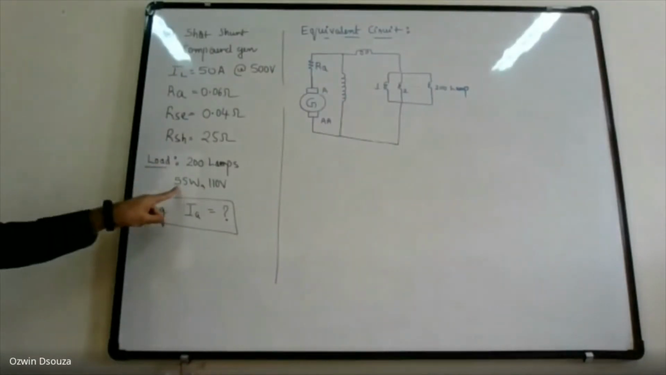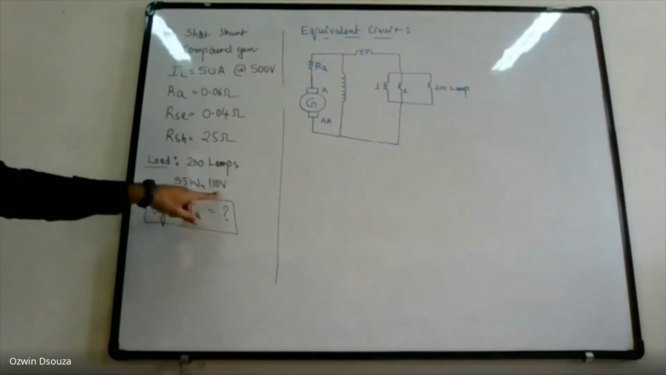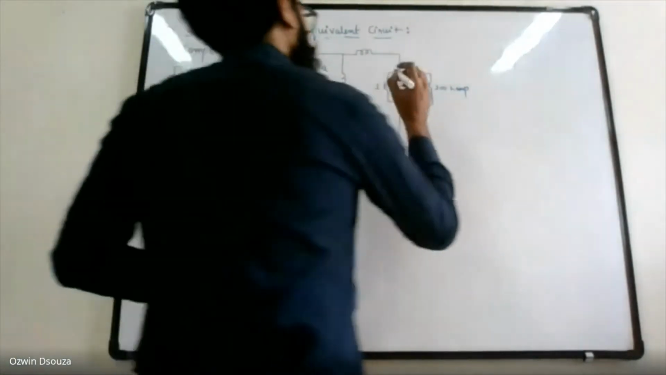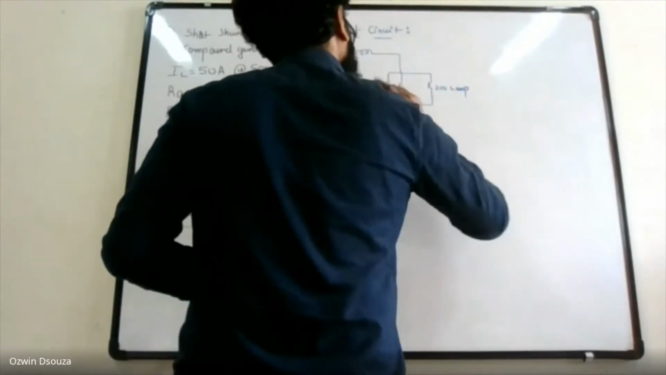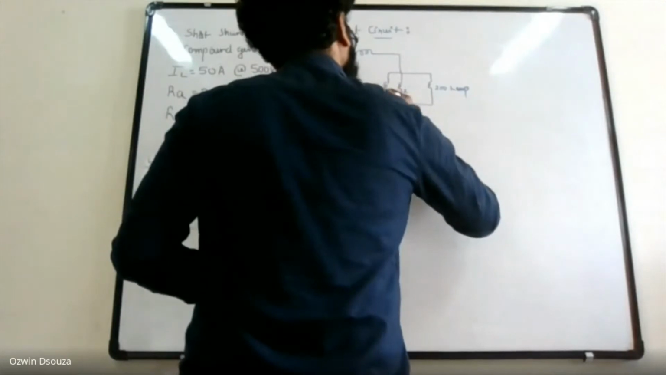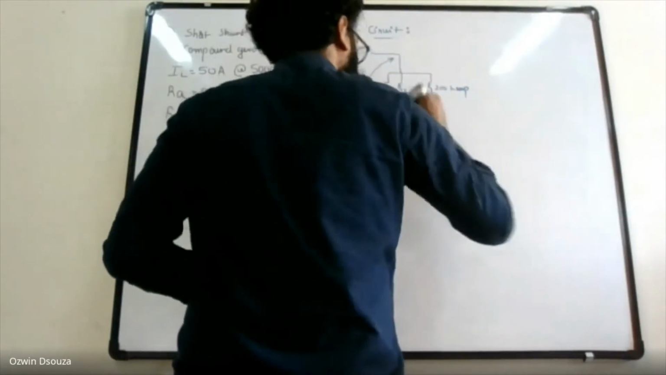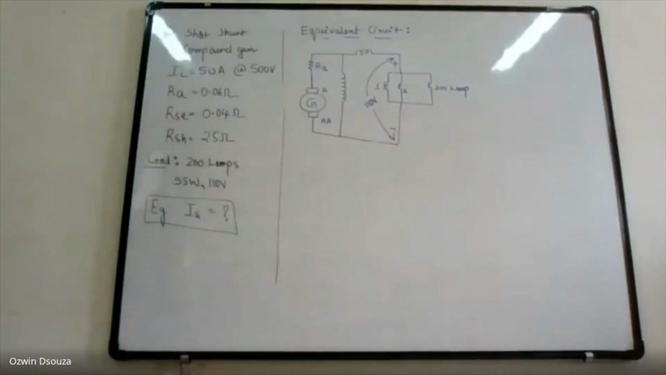So the lamp rating is 55 watt, 110 volt. You look at the voltage: 110 volt is the voltage rating of the lamp. So what happens is that the 110 volts can be considered as the terminal voltage, plus and minus 110 volts.